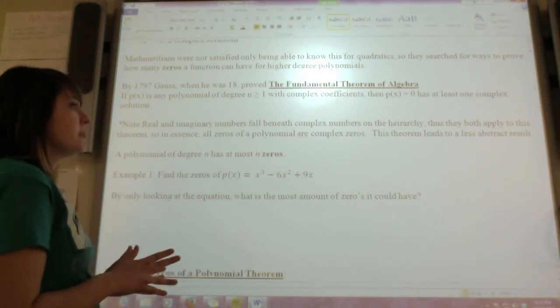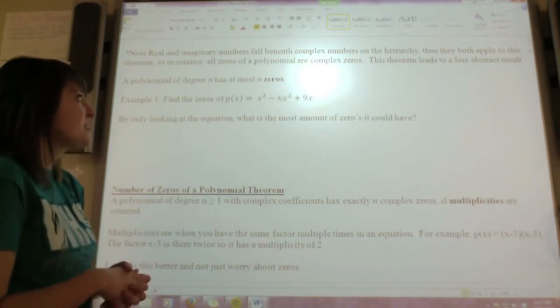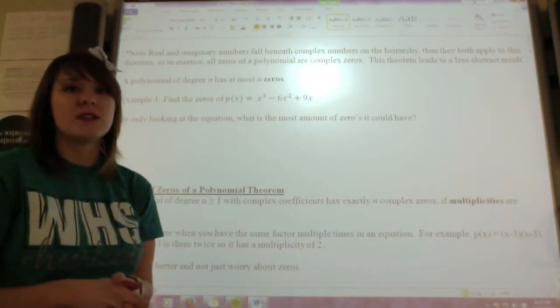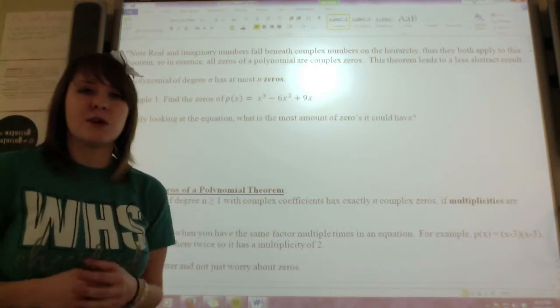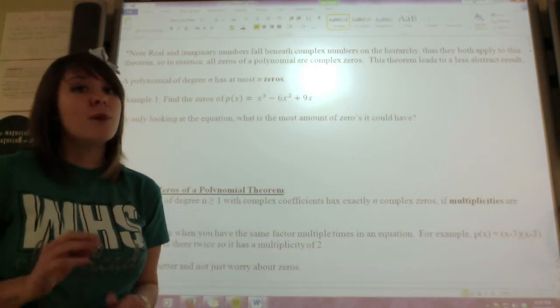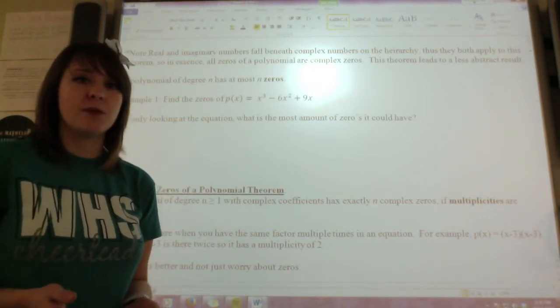This theorem leads to a less abstract result. We can say that a polynomial of degree n has at most n zeros. So notice that says at most. So if I have something like a 7th degree polynomial, that means that at most I could have 7 zeros, but I could have less because some of those could be imaginary.